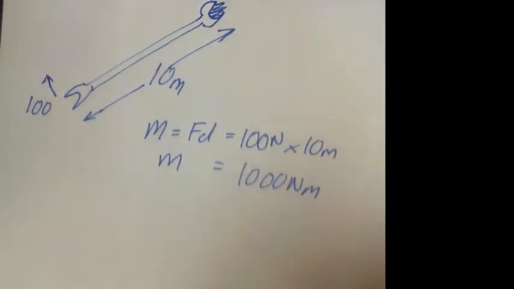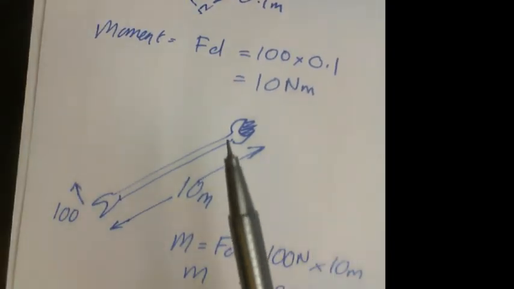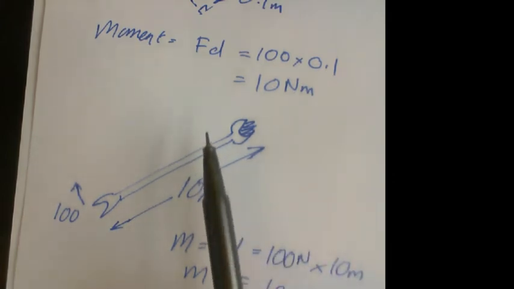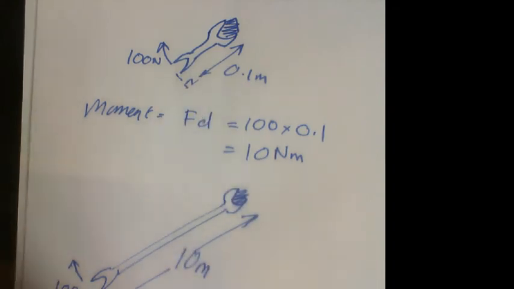So the turning effect that I've created is far greater. So out of the two examples, the nut that is going to become loose first is this one. I'm creating a higher turning effect than I am on this one, because this one's only got a short lever. So you can increase the moment by making the lever longer or by making the force larger.